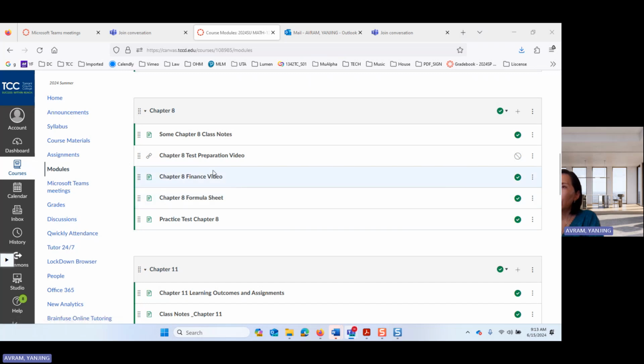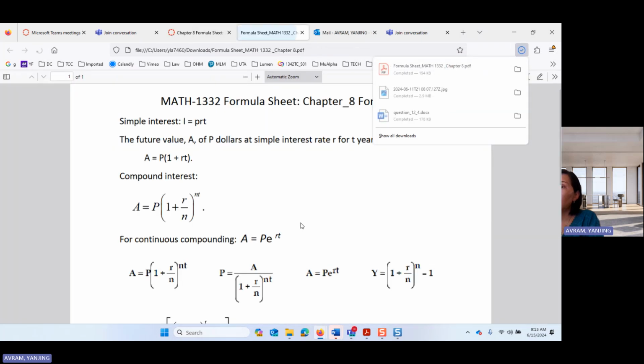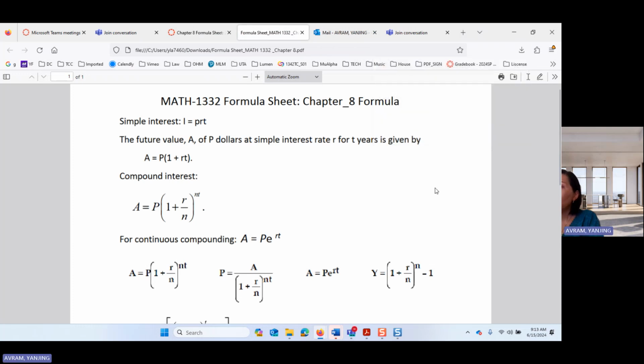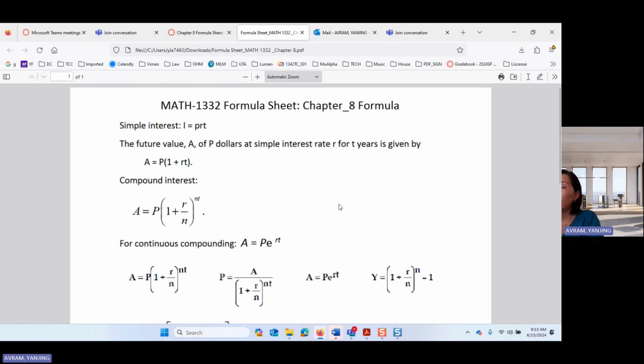If you go to Canvas, go to the modules, check on Chapter 8, you can see the Chapter 8 formula sheet, okay? This is the page of the formula sheet that you can print out and use for the test. All right, so that is the one that we are using for today.